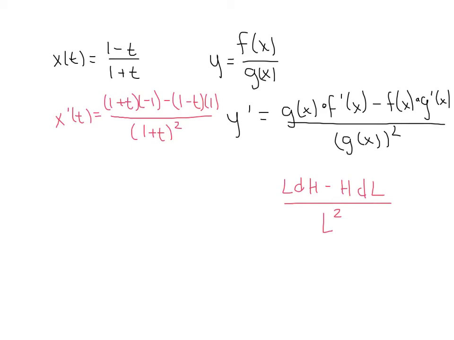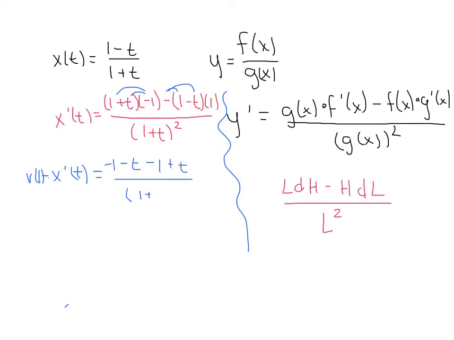So I'm going to go ahead and distribute, and we have that x prime of t, or v of t, if you want to call it velocity, is negative 1 minus t, distributing the negative sign here. I'm also going to distribute this negative sign, so minus 1 plus t, all over (1 plus t) squared. Simplifying this, you end up with negative 2 over (1 plus t) squared, and that is the function for velocity, or the first derivative of position.